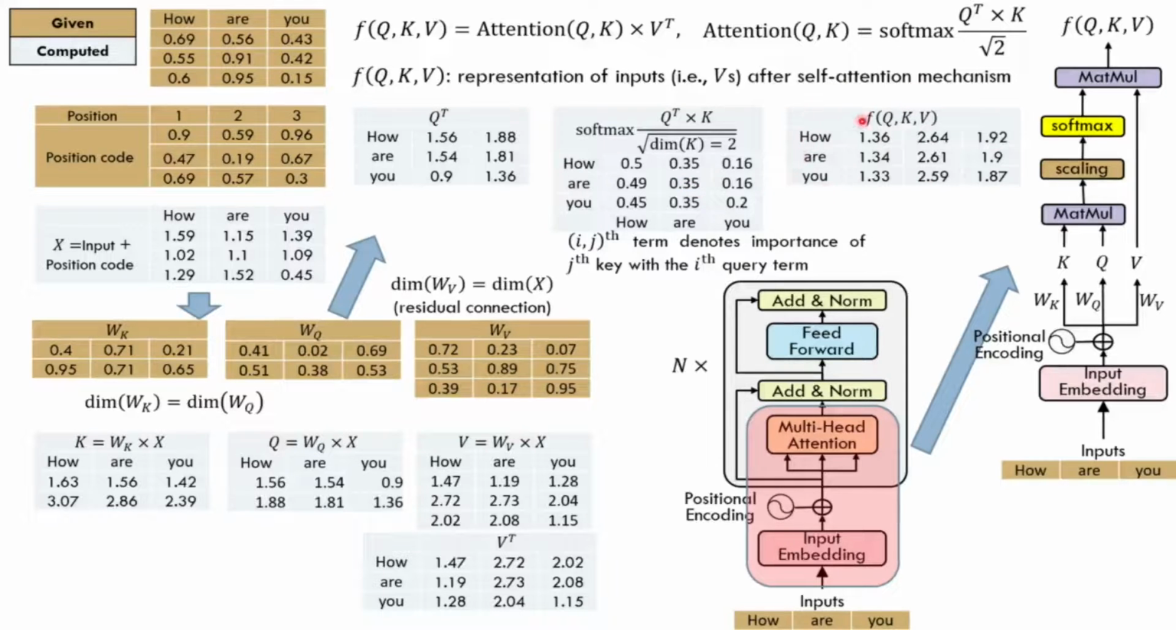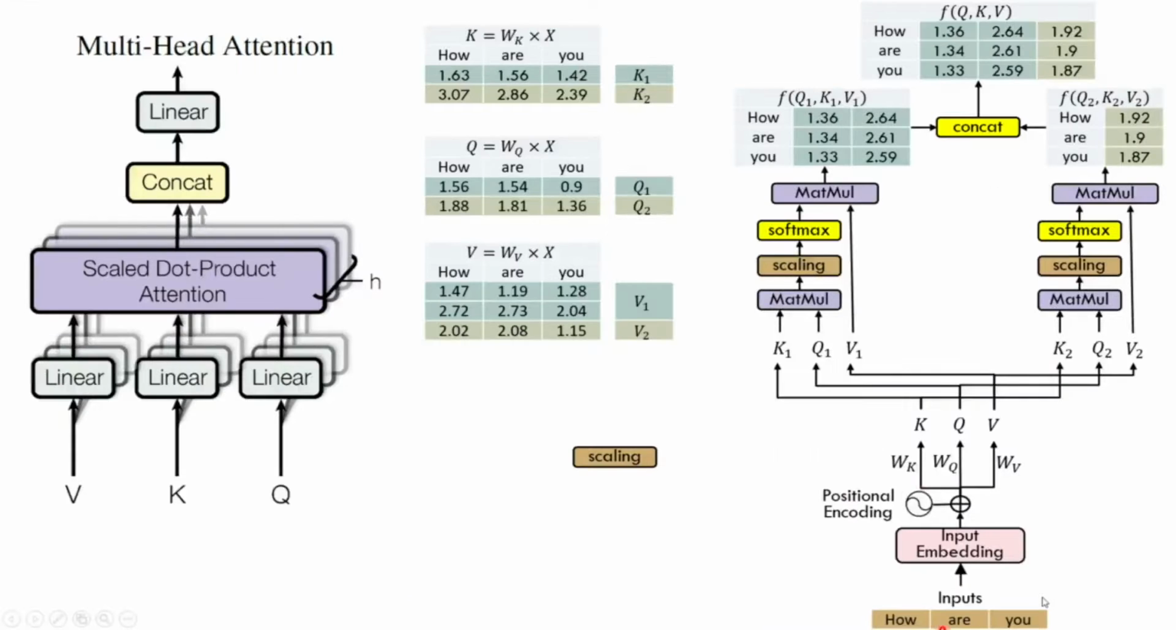So with this we have got the context vector, where each row is a vector representing a word. So now we have computed this attention part. Next is multi-head attention. So this is one attention mechanism.